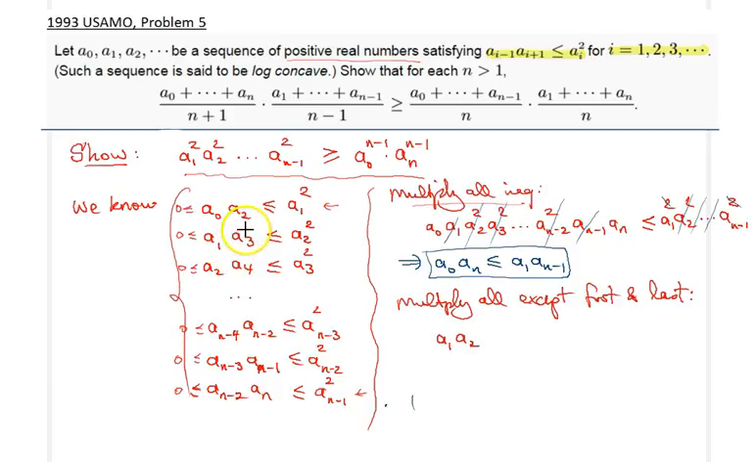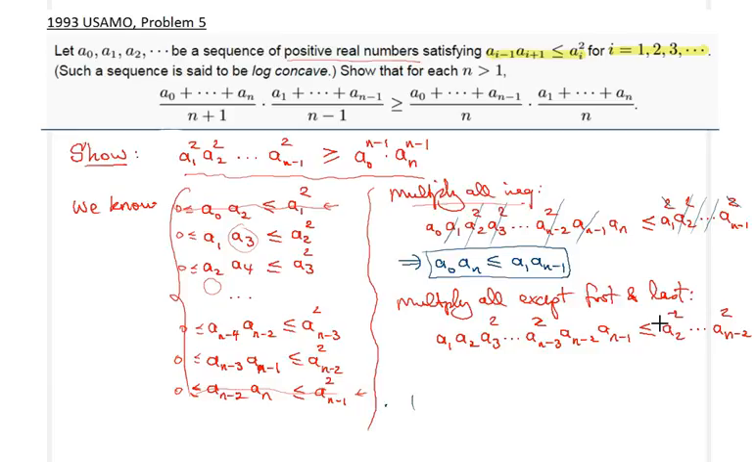A sub 3 will appear twice, once here and then once in the next. Remember, I'm not using the first and the last ones, so therefore a sub 3 will appear twice. All the terms from a sub 3 squared all the way to a sub n minus 3 squared will appear twice. A sub n minus 2 will appear once, and a sub n minus 1 will appear also once. That whole thing will be again less than or equal to the terms between a sub 2 squared all the way to a sub n minus 2 squared.